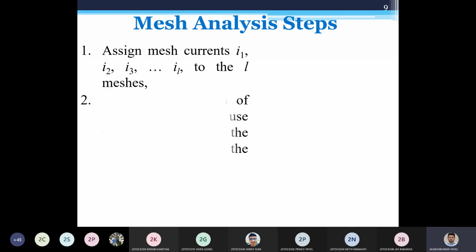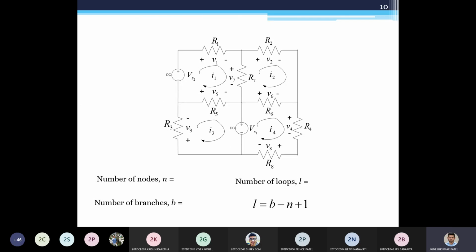Now, what are the different steps? So rather than going into this, we'll see it over here. The first step is to identify the number of meshes and to identify each individual mesh. How can you identify the number of meshes? We have a basic formula to find the number of meshes, and that formula is this. L is the number of meshes, which can be calculated from the number of branches minus the number of nodes plus 1. So B minus N plus 1 is the equation to get the number of meshes.